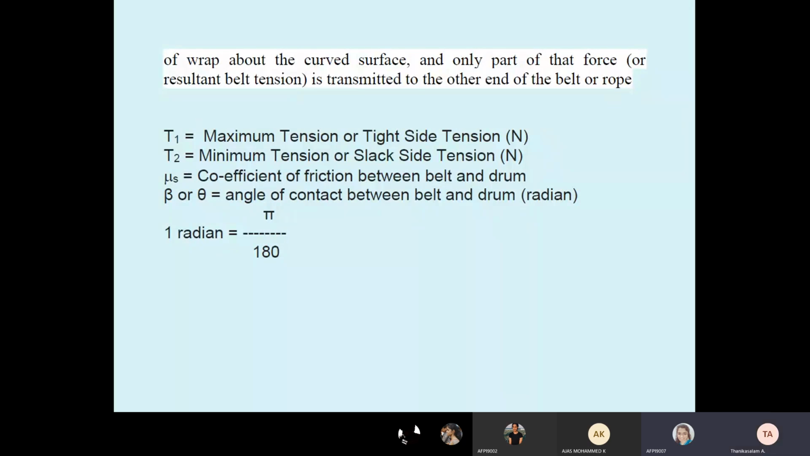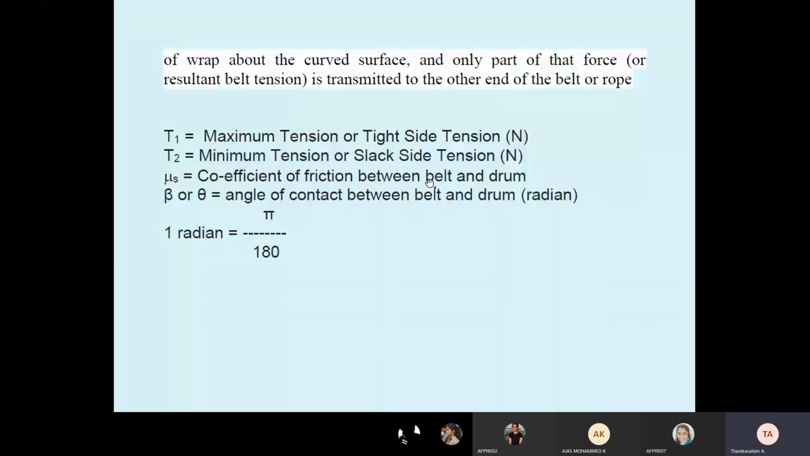See, even though the belt is rotating, one side has the maximum tension. Just imagine the belt is rotating clockwise. So on the clockwise rotation, the bottom tension is the maximum, T1. When the belt is rotating, the friction acts opposite. Suppose the belt is rotating clockwise, the friction is anti-clockwise. So after neglecting some forces, T2 is there. That is the minimum tension. See here, T1 is the maximum tension or tight side tension, T2 is the minimum tension, slack side tension.